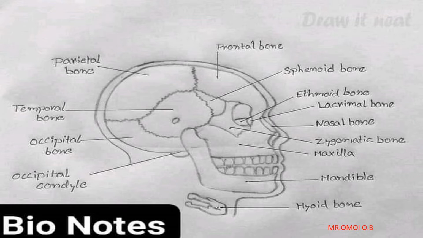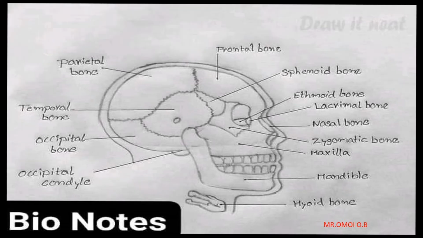And then moving further, we have the bones which form the jaws. The upper jaw is formed by a bone called the maxilla, and the lower jaw is formed by a bone called the mandible. So we have two bones that form the jaws, the maxilla on the upper side and the mandible on the lower jaw.